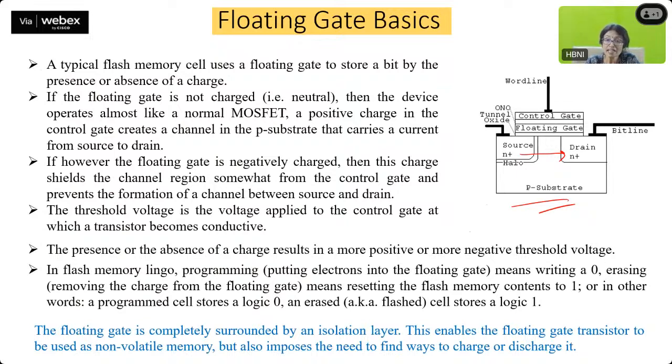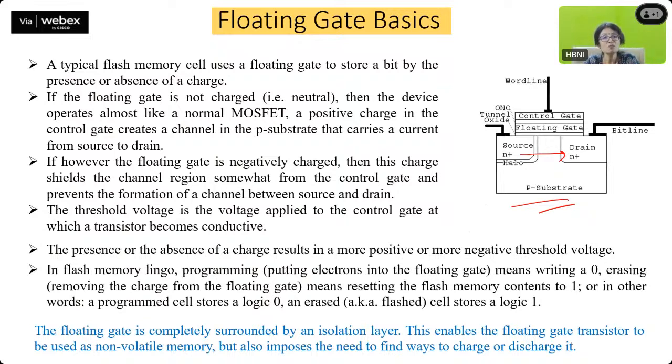If the floating gate is negatively charged, then what has happened? This charge shields the channel region from the control gate and prevents the formation of a channel between the source and the drain. The threshold voltage is the voltage applied to the control gate at which the transistor becomes conductive. So the presence or absence of a charge results in a more positive or more negative threshold voltage.